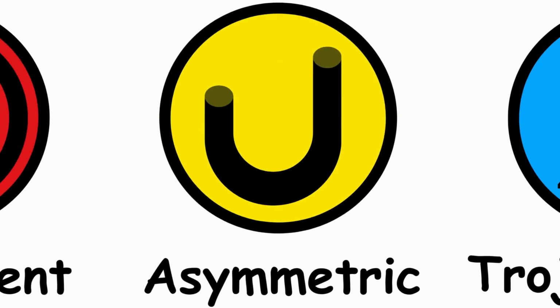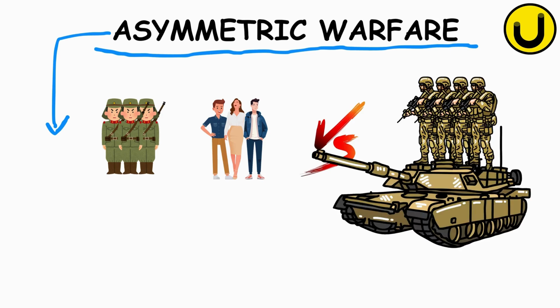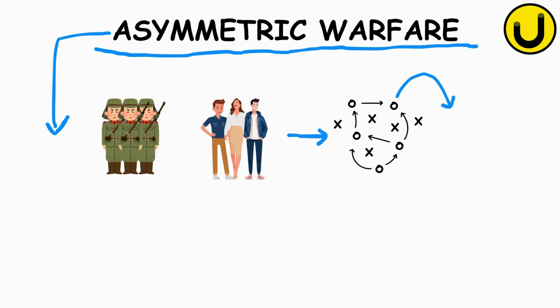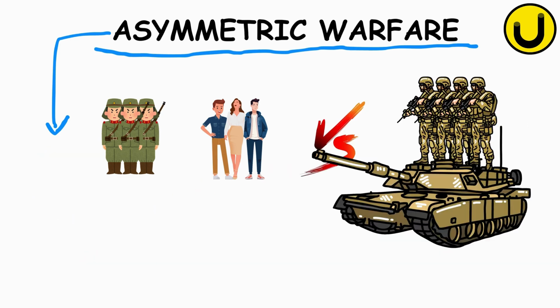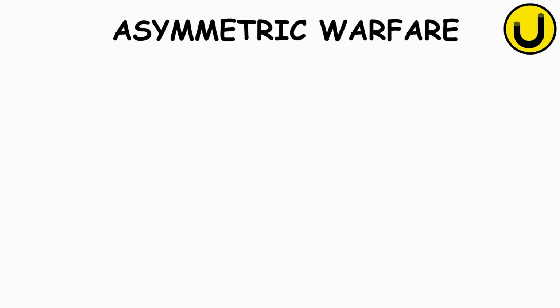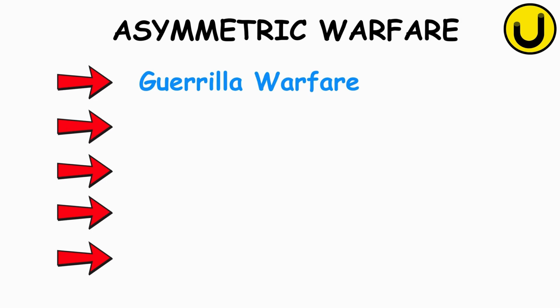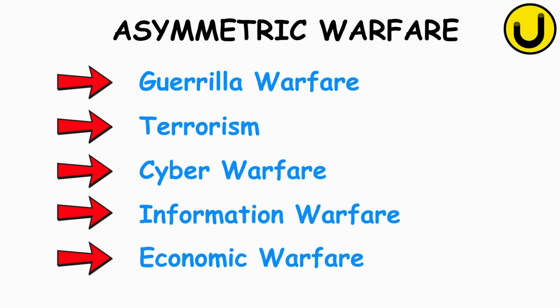Asymmetric Warfare. Asymmetric warfare aims for an army or group to fight a stronger army. It is a tactic in which the enemy fights using unconventional methods, focusing on their weaknesses. There is no concept of an organized army. The aim is to weaken and demoralize the enemy with fast and effective attacks. There are 5 types of this war tactic: guerrilla warfare, terrorism, cyber warfare, information warfare, and economic warfare.